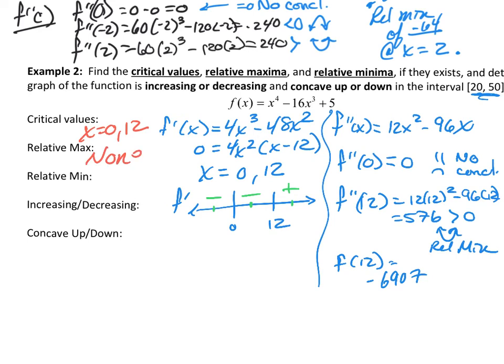You do need to say that. When it asks you for relative min and max, if there isn't one of them, you have to say it. The relative min, yes, of -6907 at x equals 12. Where is it increasing and decreasing? On 20 to 50. And so we need to take a look at that next.